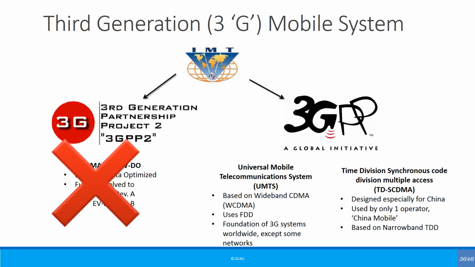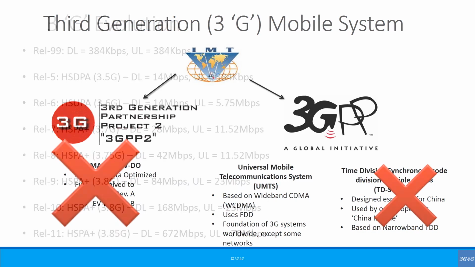But we are not going to look at 3GPP2 based technologies, and you will know the reason why. It doesn't really have an evolution path, so let's not worry too much about it. And we're also not going to look at TD-SCDMA because China Mobile is a wholehearted supporter of 4G LTE system, and TD-SCDMA also doesn't really have an evolution path. It was an experiment which did not succeed very well.